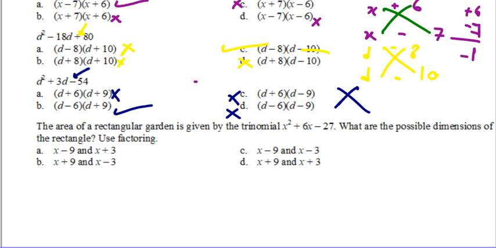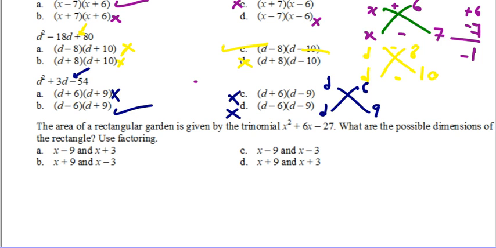Now use this way. d multiplied by d. Two numbers whose product equals 54, and the difference between them is 3. So 6 multiplied by 9. But the problem now is where the negative sign goes, with 6 or with 9.